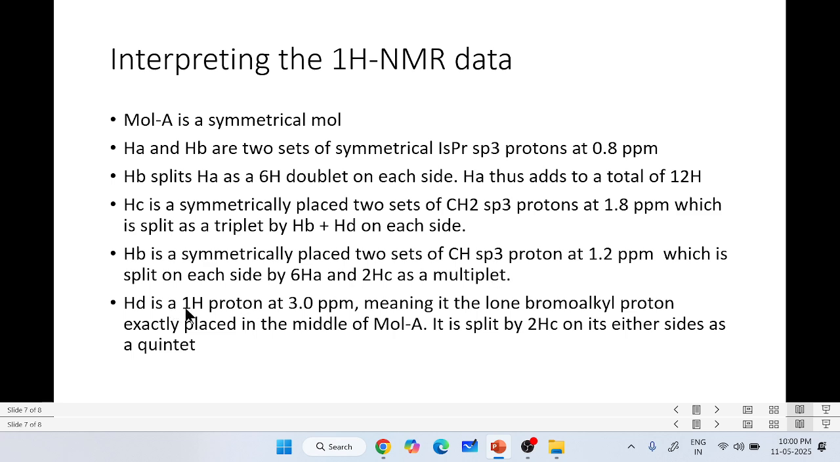Okay, and finally HD is a 1H proton at 3 ppm, meaning it's the lone bromoalkyl proton exactly placed in the middle of molecule A. It is split by 2 HCs on either side. So a total of 4 HCs are splitting, and that's why it's a quintet.